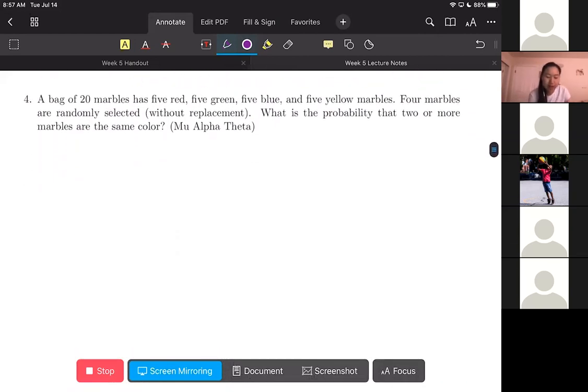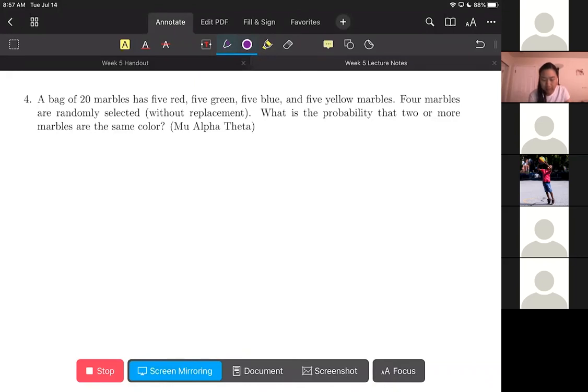So it says a bag of 20 marbles. There's 5 red, 5 green, 5 blue, and 5 yellow marbles. Then we pick 4 marbles, randomly selected without replacement. What's the probability that 2 or more marbles are the same color? So how can we use the complementary probability idea here?